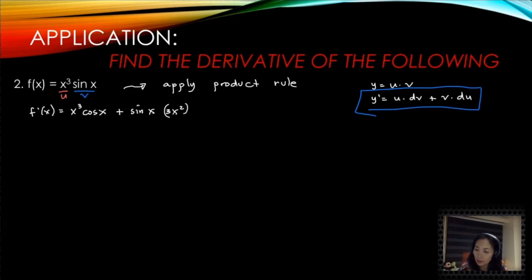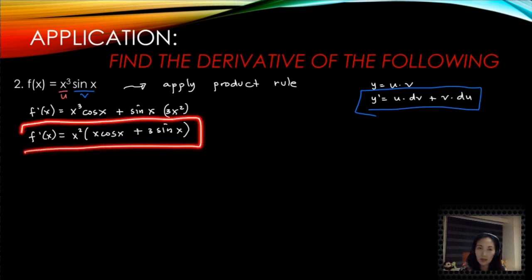Okay, or you may express it in factored form, as the common factor is x squared, times x cosine x plus 3 sine x. Okay? x squared times x cosine x plus 3 sine x. This is our final answer. So the derivative of x cubed sine x is equal to x squared times x cosine x plus 3 sine x.